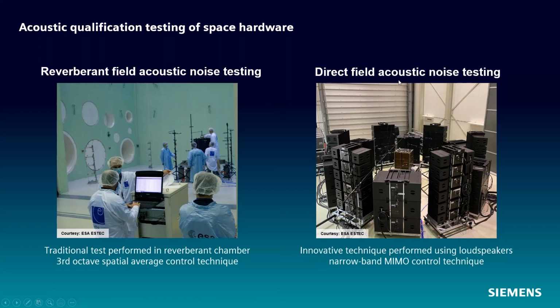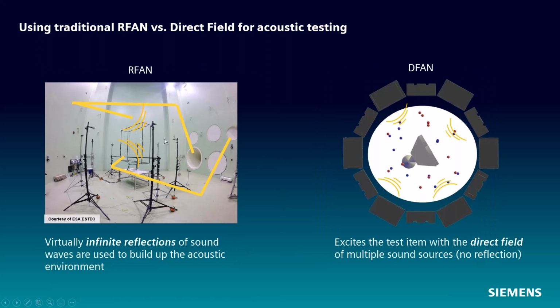With direct field testing, or DFAN, we don't have noise that's bouncing all over the place, i.e. reverberating through this chamber. We point the speakers directly at the test article and blast it with sound. And so what you have in this RFAN setup is infinite reflections of sound bouncing all over the place. You can see this is a view from the other side with the door closed of that same chamber.